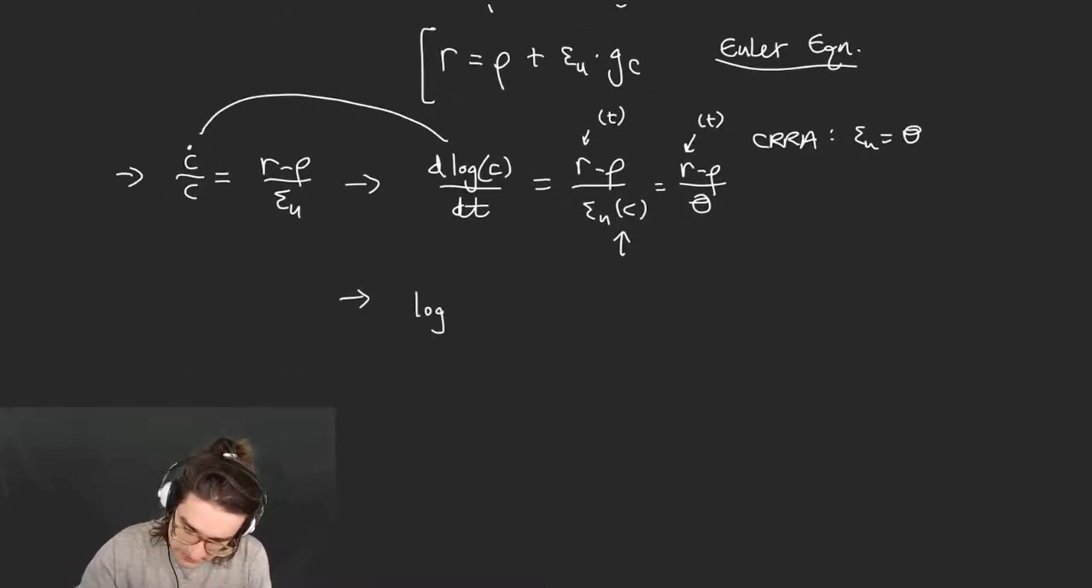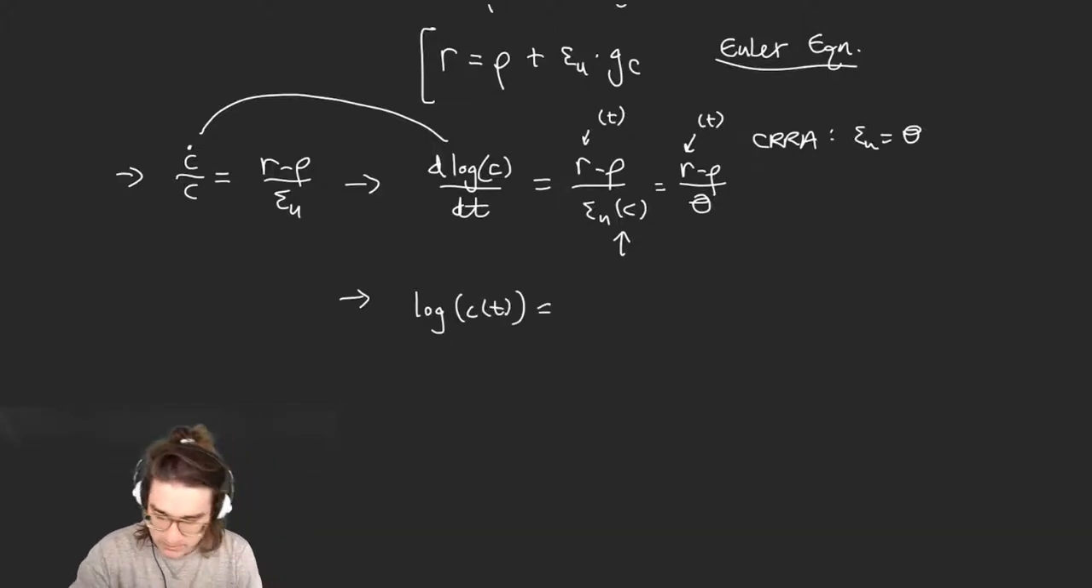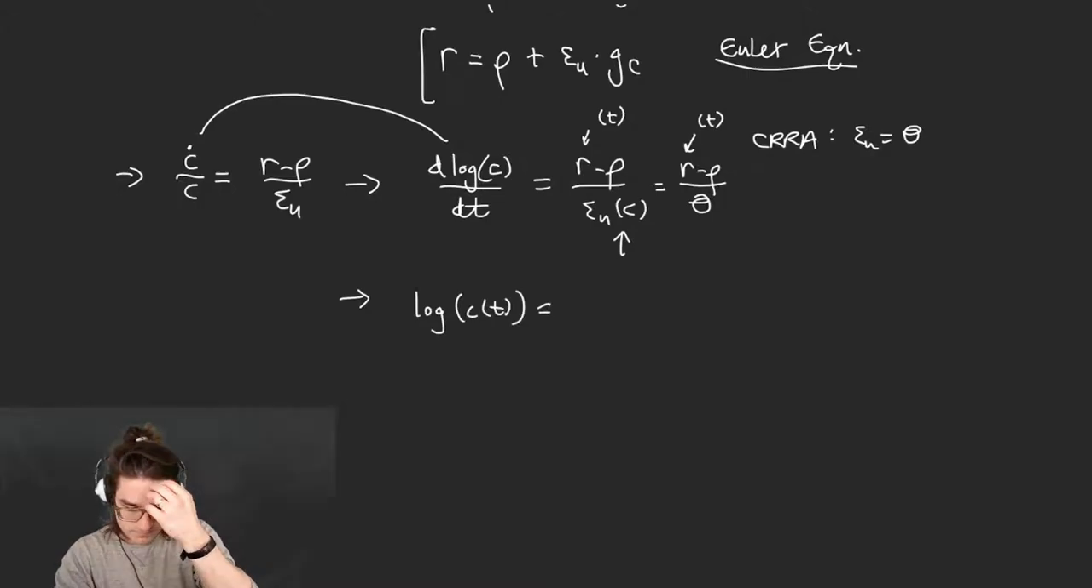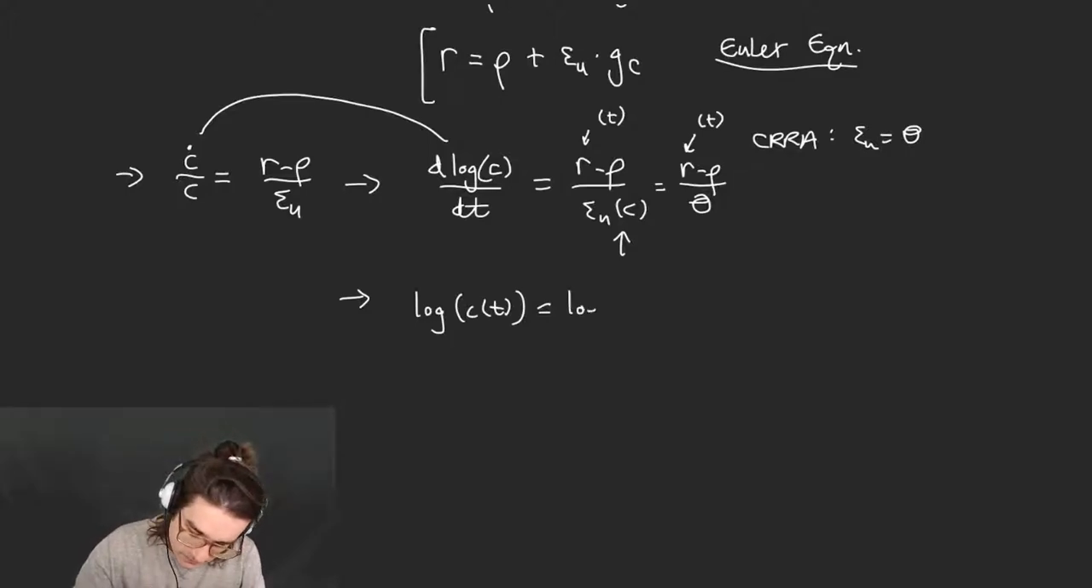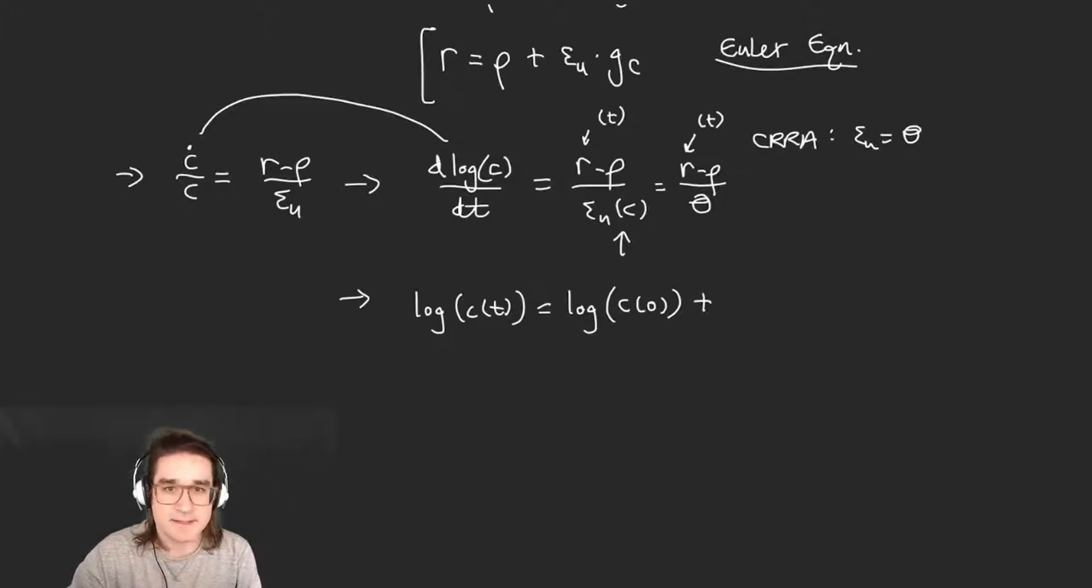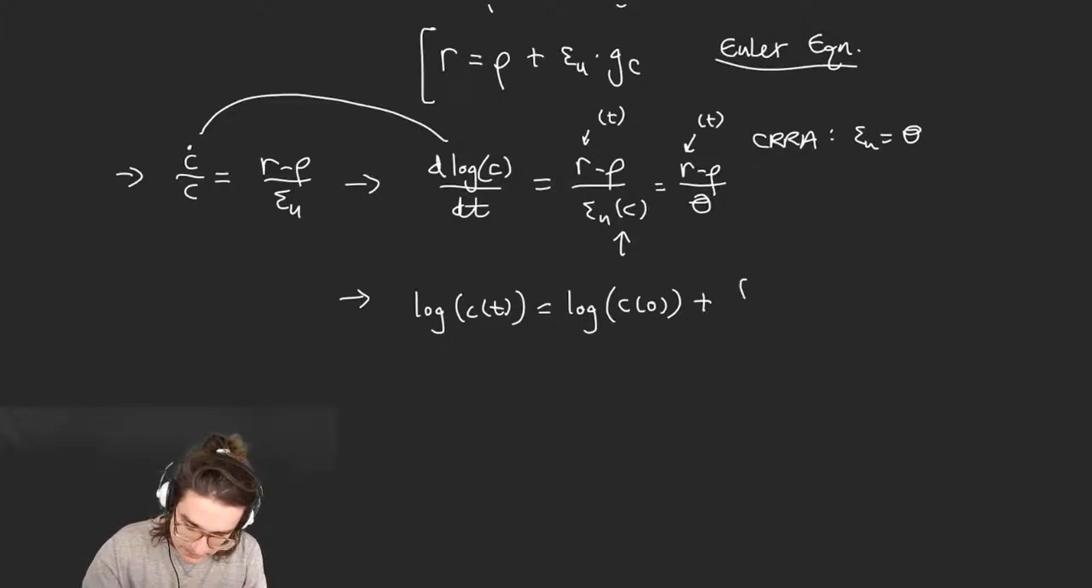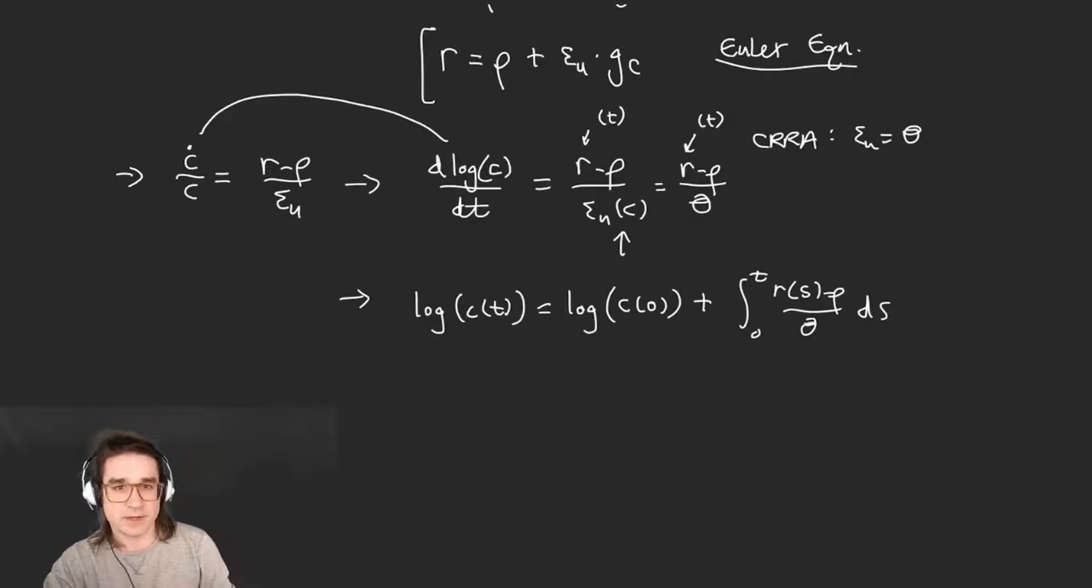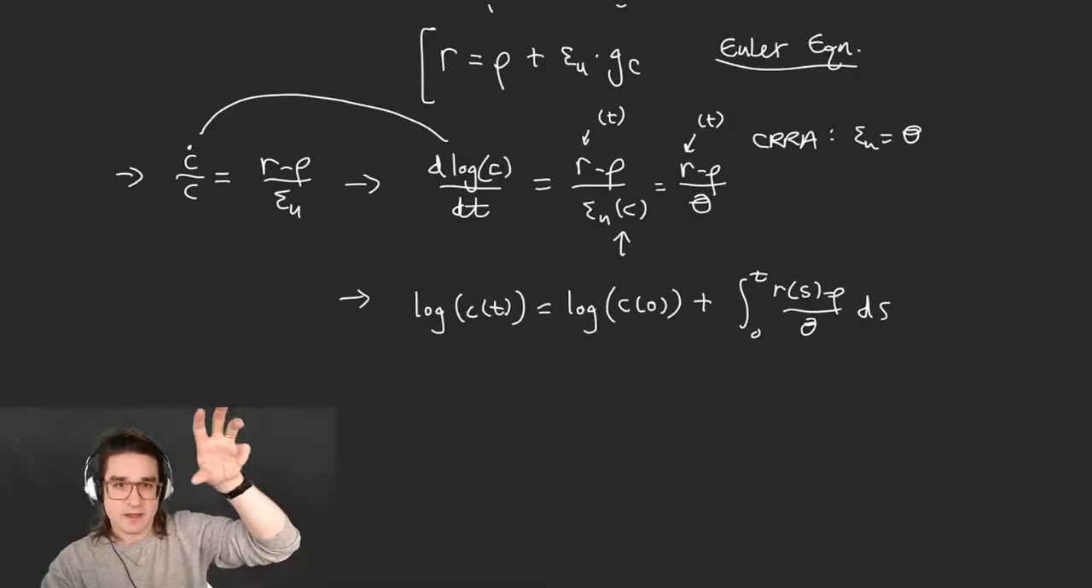So then we're going to get log of C of T is going to be the initial value, log of c of 0, plus the integral here from 0 to t. So from 0 to t, the integral of r of s minus rho over theta ds. Okay, so we just integrate the right-hand side.